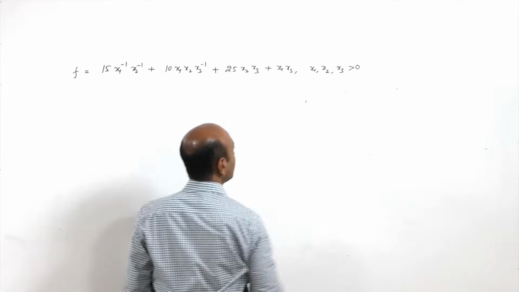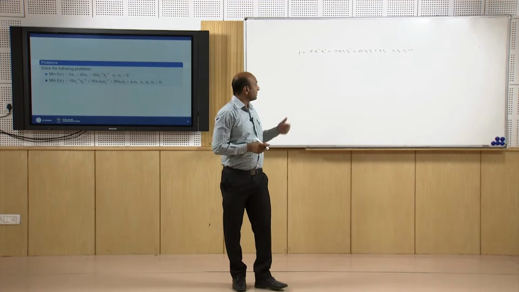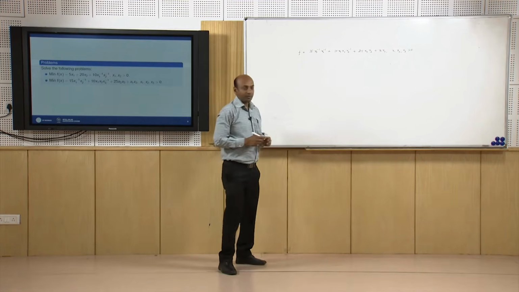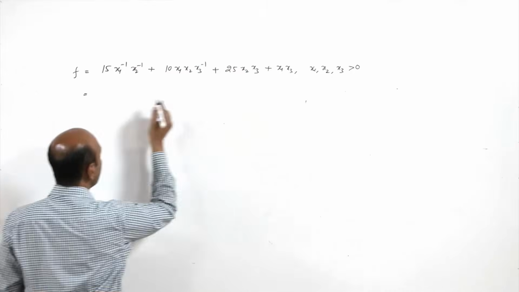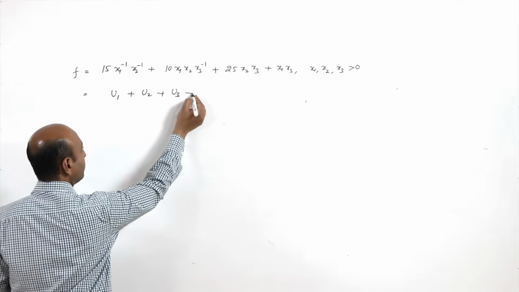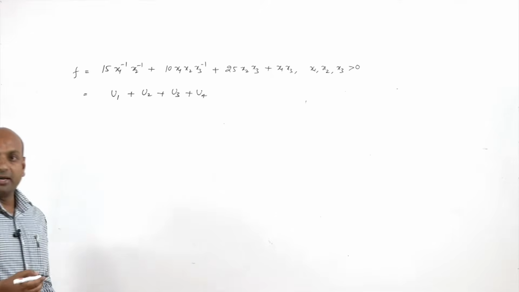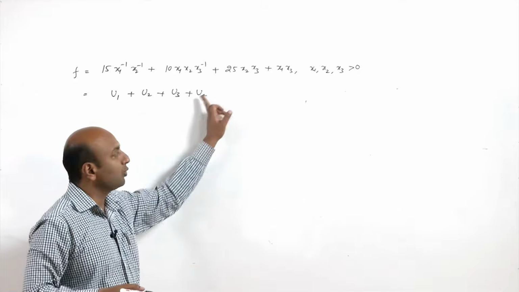Okay. Now, let us try to solve this problem. Let us find out the minimum value of this f and what is the optimal solution. So, again we will write it, how many terms: 1, 2, 3, 4. So, it is u1 plus u2 plus u3 plus u4, where u1 indicates the first term, u2 the second term, u3 the third term, u4 the fourth term.